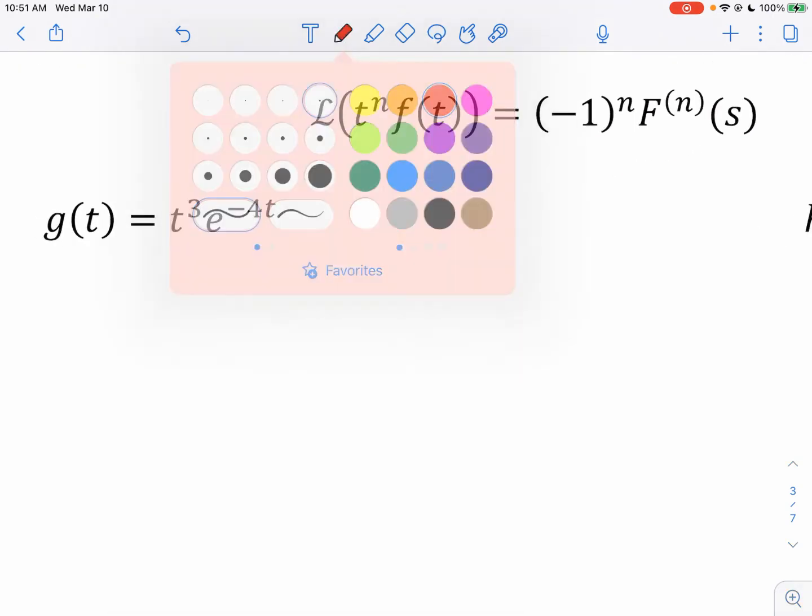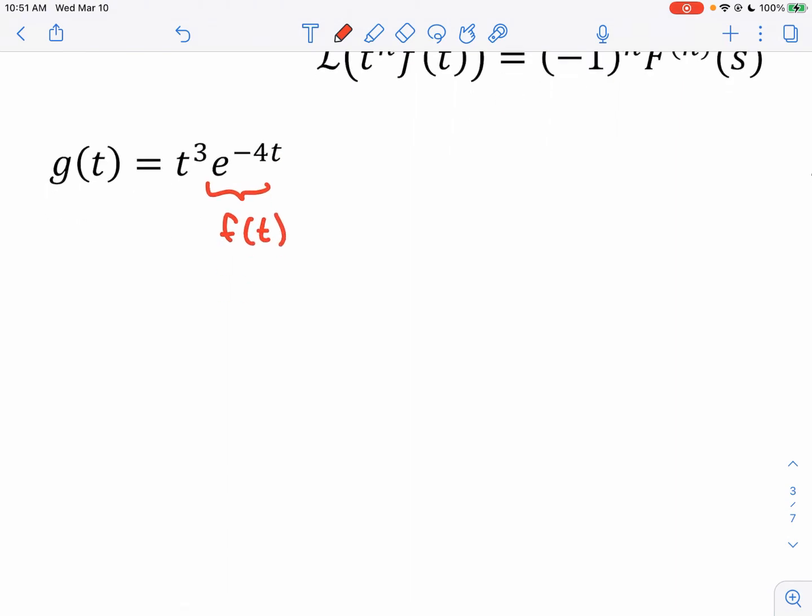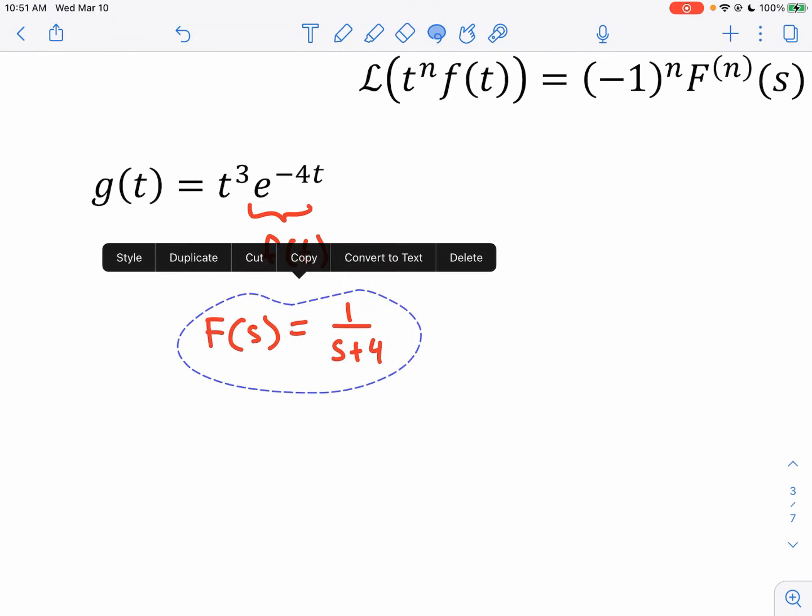All right, so let's identify that this is our f of t, the e to the negative 4t, and therefore capital F of s, the Laplace transform of that, is going to be 1 over s minus a, and a is negative 4. So 1 over s plus 4. So that's our capital F of s.